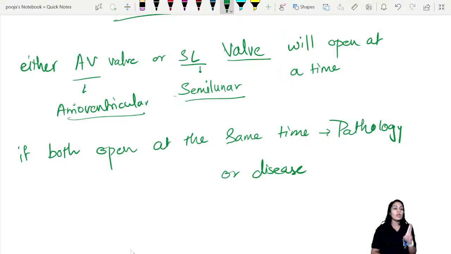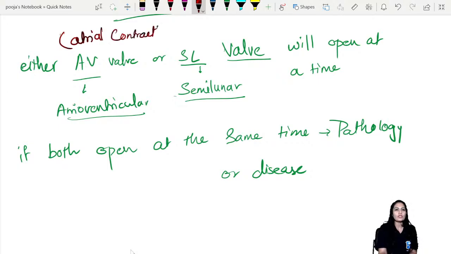That's the first rule. Second rule, according to that, the valves will also behave accordingly. The AV valve will open whenever the atria will contract. So we can write that down: whenever we say the atria are contracting, there is a term known as atrial contraction. Whenever atrial contraction takes place, definitely the atrioventricular valve will open, right?